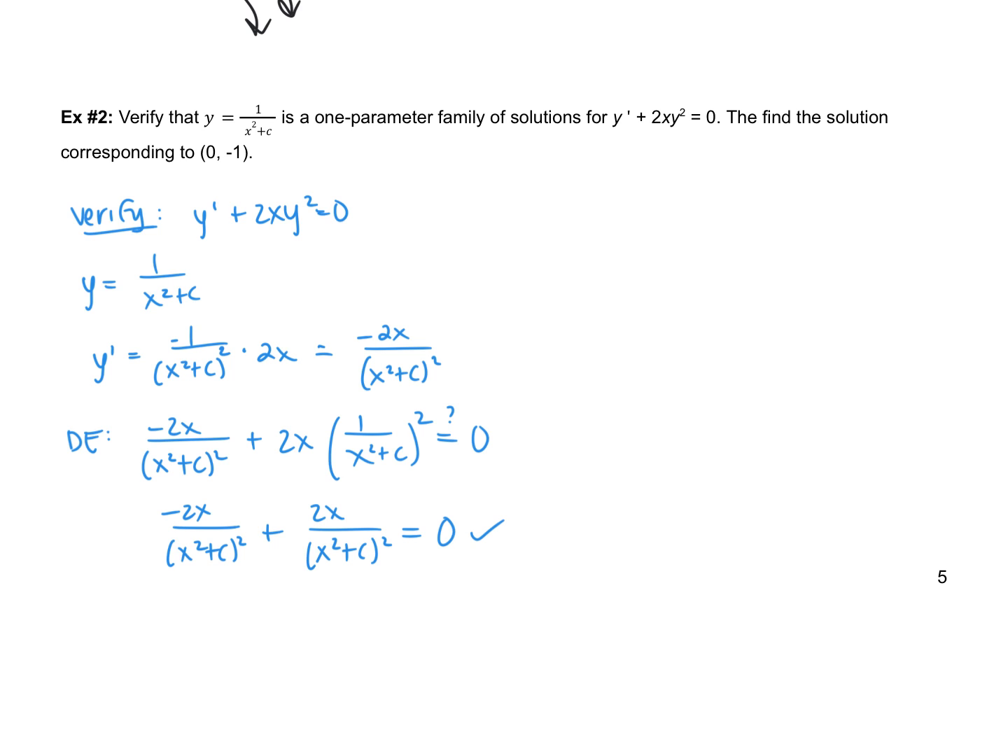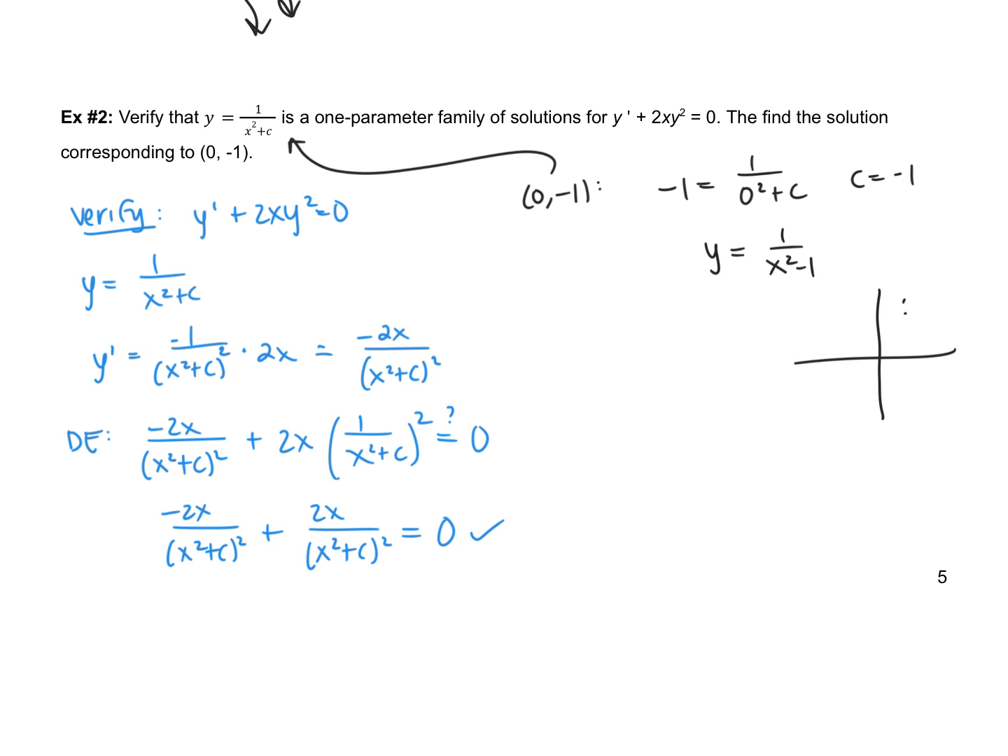What we want to do next is find the actual solution, the particular solution that corresponds to 0, negative 1. So what we're going to do is substitute that into our equation. So we get negative 1 is equal to 1 over 0 squared plus c, c being negative 1. So our particular solution then becomes y equals 1 over x squared minus 1. And just to give you a quick review of what this would look like, we're going to have asymptotes at 1 and negative 1. You have a parabola in the middle, and then you have two branches to the left and to the right.